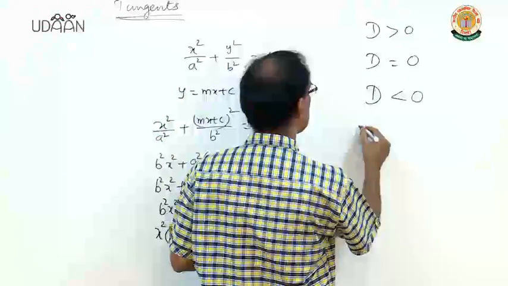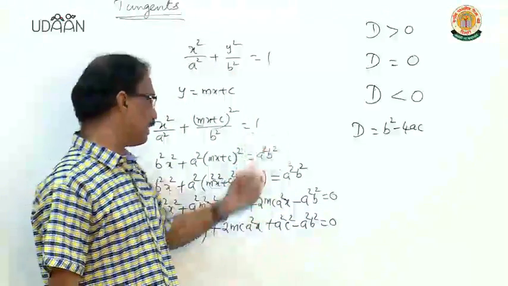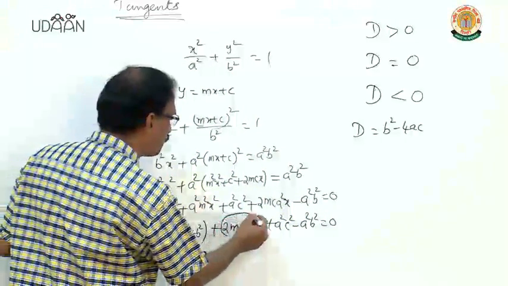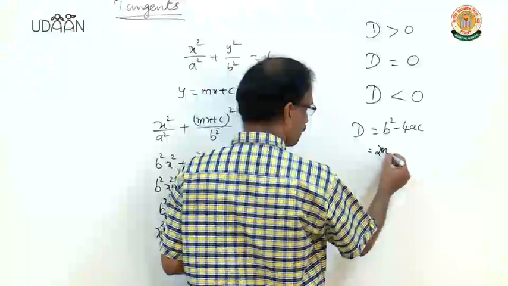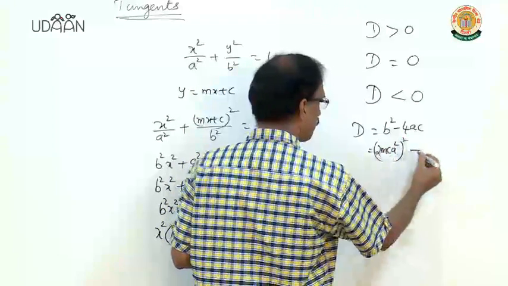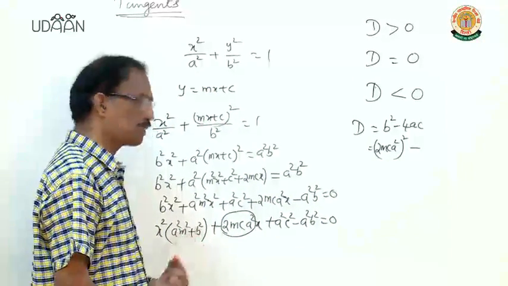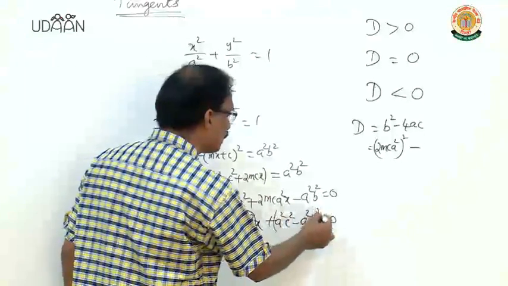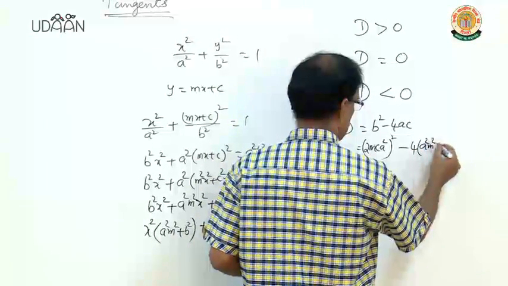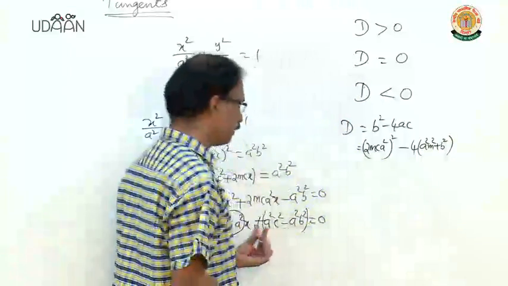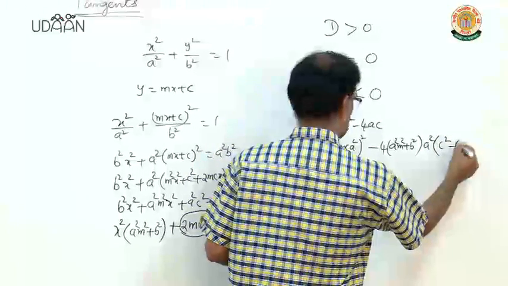Now what will be D? D is what? B square minus 4AC. So D equal to B square minus 4AC. Now what is B here? You have 2mc a square. So that gives us (2mc a square) the whole square minus 4 into A, which is here (a square m square plus b square), and C is here this one. So this we get 4 into (a square m square plus b square) into (a square into c square minus b square).